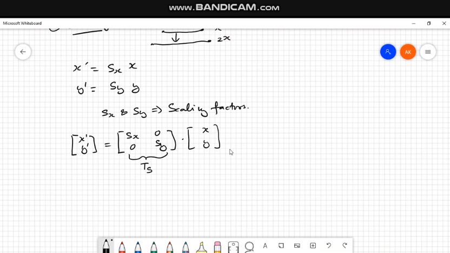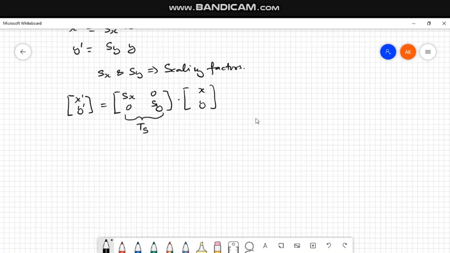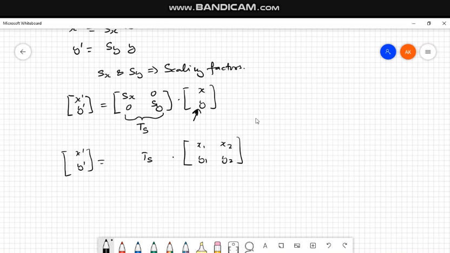ठीक है, ये तो एक पॉइंट के लिए फॉर्मूला है, बिकॉज x और y can only represent one point. सपोज we have to scale a line. ठीक है, लाइन के लिए हमारा फॉर्मूला क्या हो जाएगा? All will be the same. TS multiplied by [x1 x2; y1 y2], gives (x dash, y dash). So this will be the formula for scaling of a line.